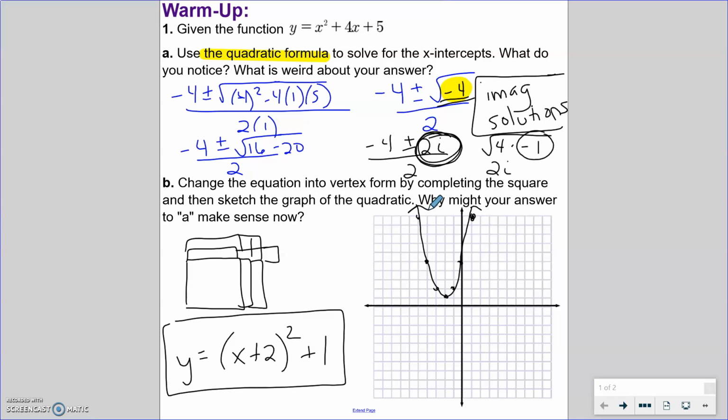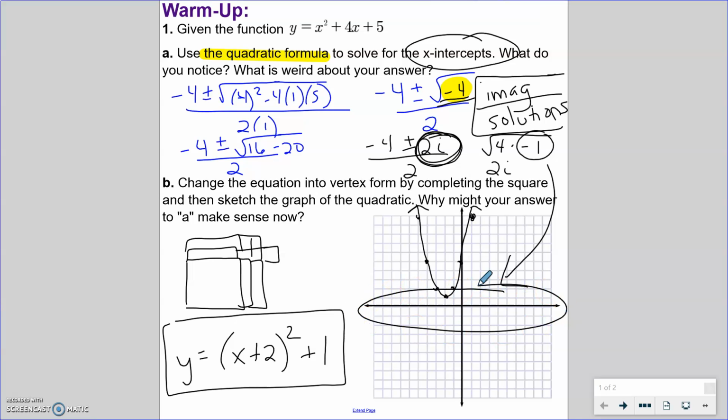The question says, why might your answer to letter A make sense now? Here's why it might make sense. When you're using the quadratic formula to solve for the x-intercepts, we got imaginary x-intercepts, which means they don't exist. Look at your graph down here. Do you see any x-intercepts? No. So that's kind of your hint. If you do get x-intercepts, you know that the quadratic somehow crosses the x-axis, okay? But if you get imaginary solutions, that means that the quadratic, when you graph it, never crosses the x-axis, and that's why those solutions are what's called imaginary. So kind of cool. That's a little twist that you don't need to know, but it will come back for you when you take Algebra 2, okay?